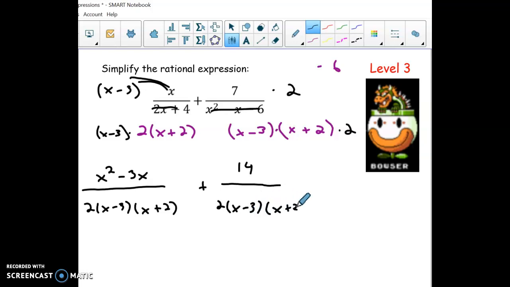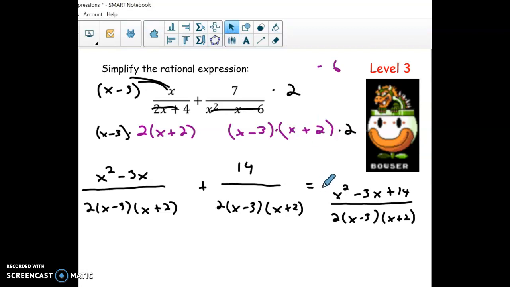Okay, and again, I'm leaving it in factor form. All right, so from here, now the denominators are the same, we can actually add them together. So we are going to have x squared minus 3x plus 14, and our denominator stays the same.